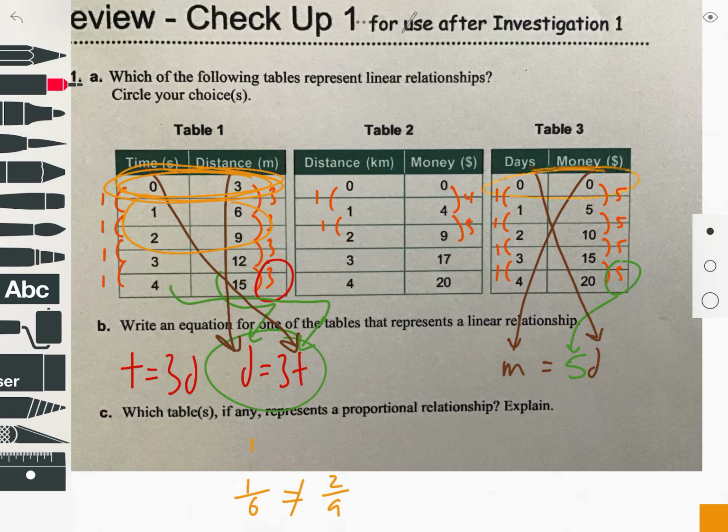Table 3 is proportional. It goes through the origin, 0, 0. But also, when I look at just some of the data there, 1 is to 5 is equal to 2 is to 10, which is equal to 4 is to 20.